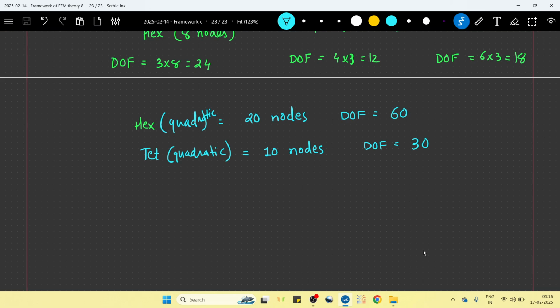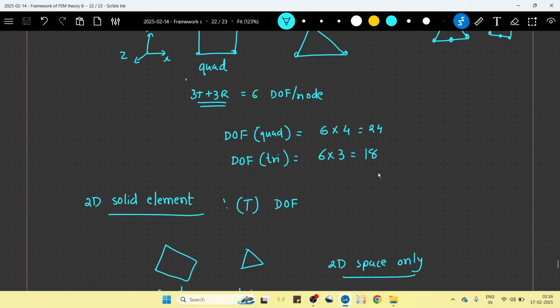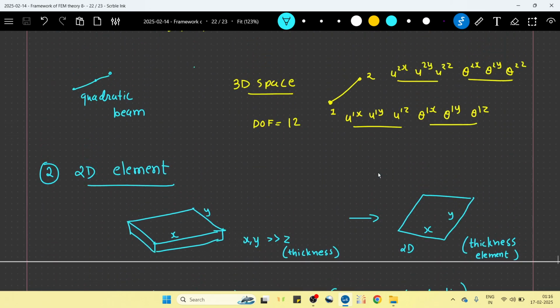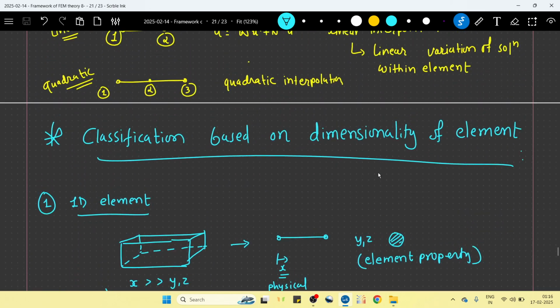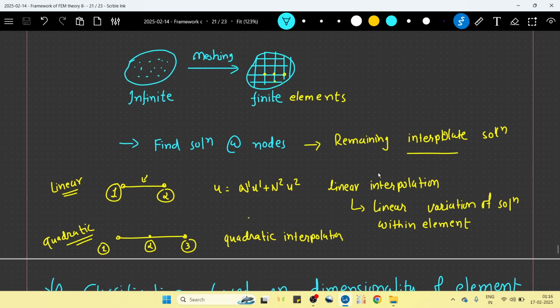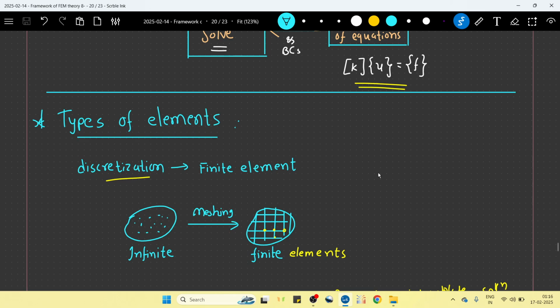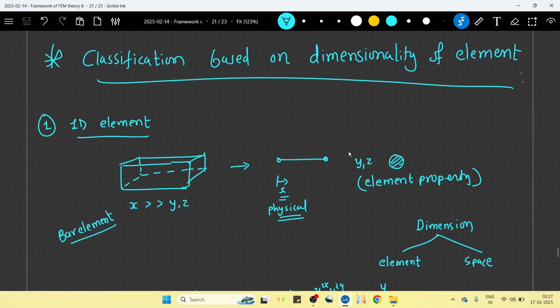Okay, so this is the end of this particular video, and I hope I was able to give you an idea about different types of elements. So this is a very basic classification. Apart from this, there could be many other element types, but these are the widely used elements that I have tried to discuss. This is not a complete list of elements.